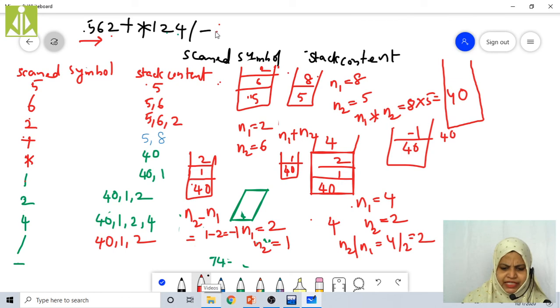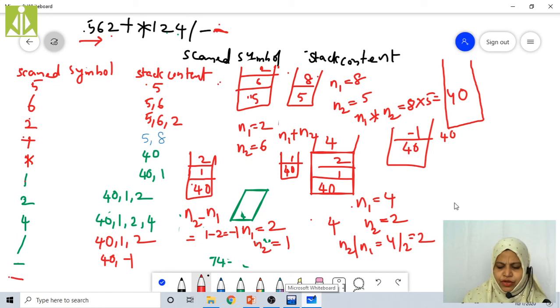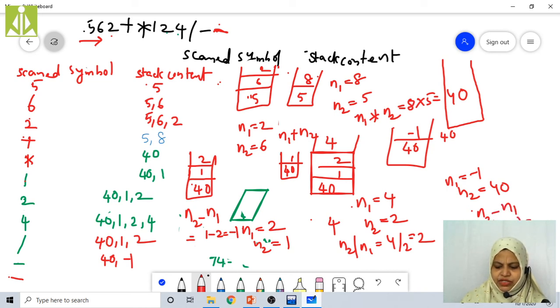Here we have to take one more operator, the minus operator, then only can we evaluate this expression. Here 40 comma minus 1, then again minus, so you have to evaluate these two. n1 is minus 1, n2 is 40, then n2 minus n1: 40 minus of minus 1, 40 plus 1, 41. So you have 41, now you insert this 41 here.